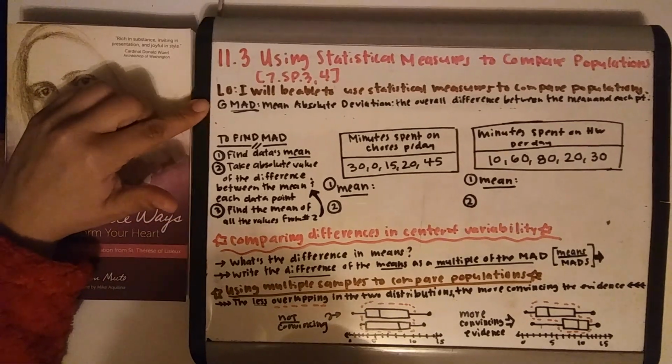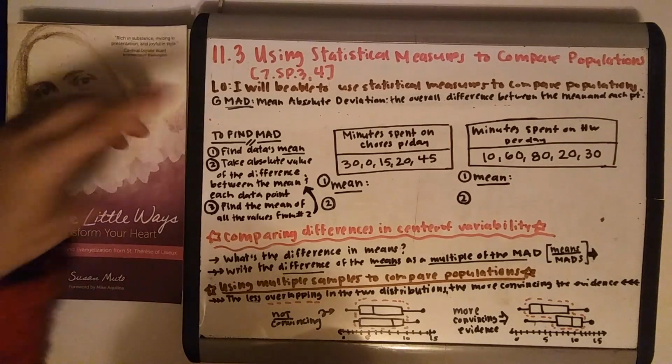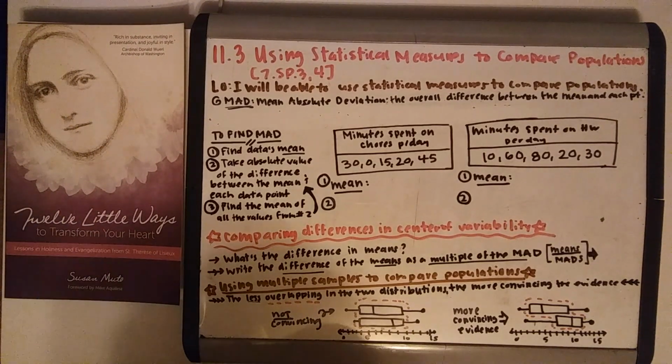You do have one vocabulary word, so MAD is basically the mean absolute deviation. And it's basically the overall difference between the mean and each of those points. So let's get to actually how to find the MAD.